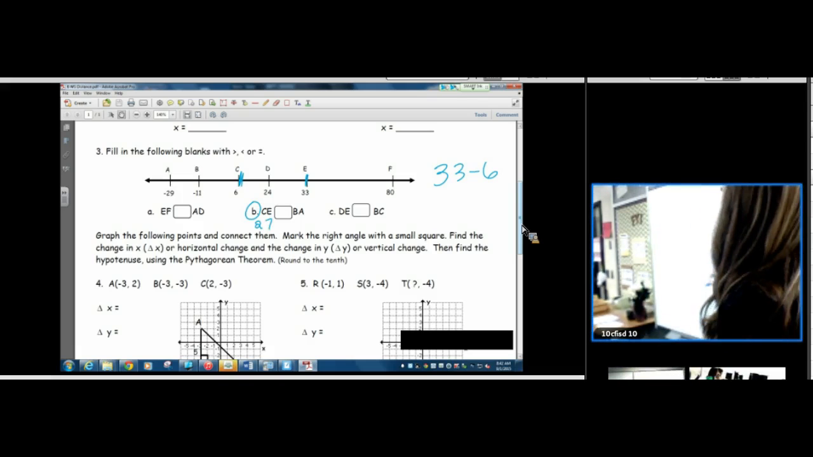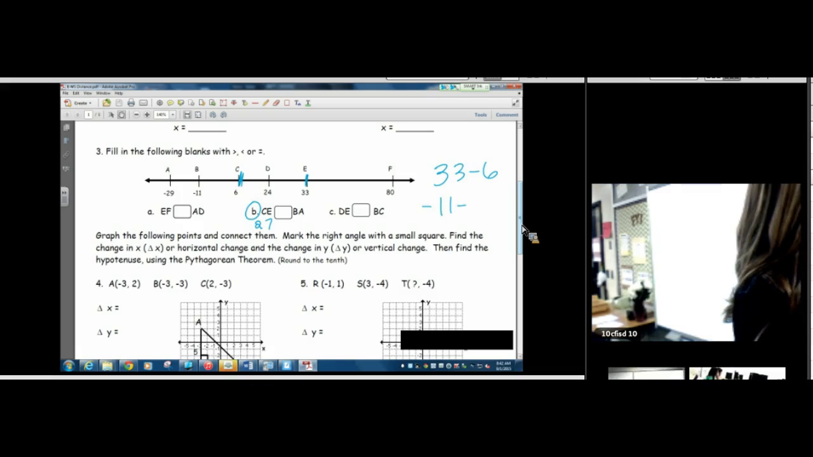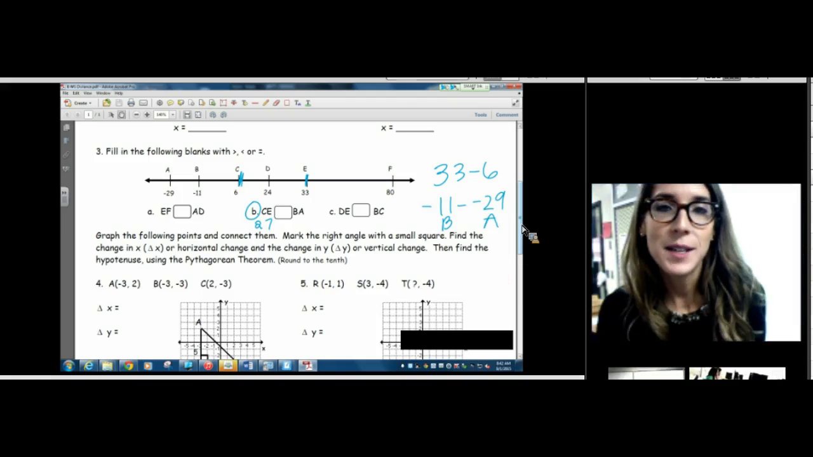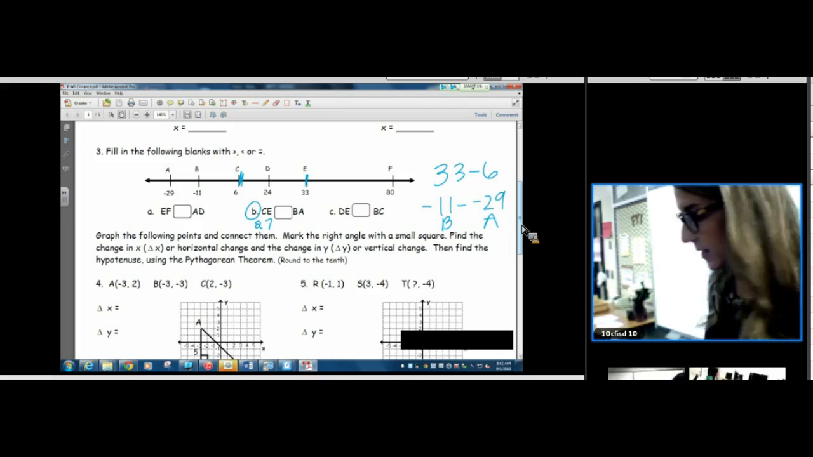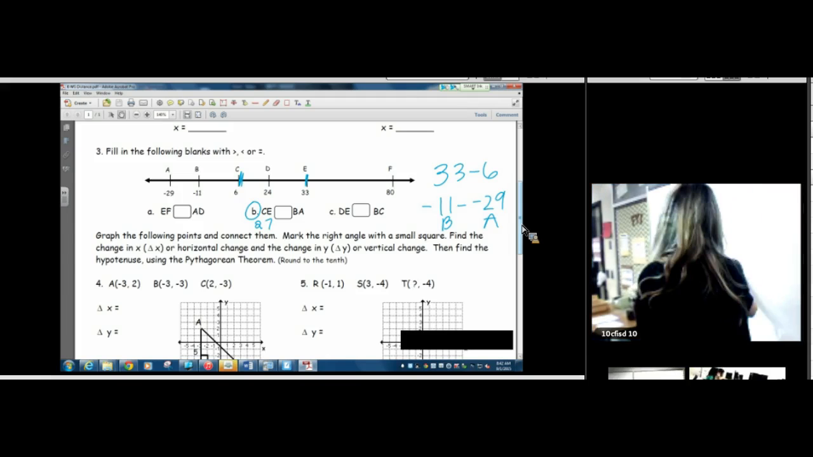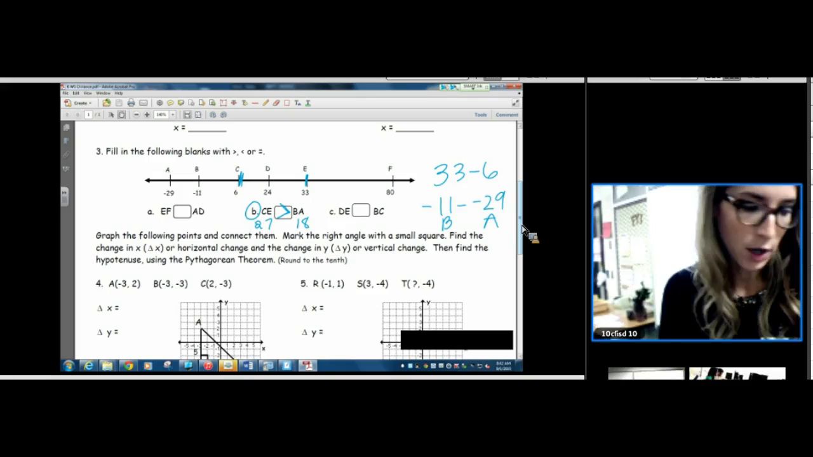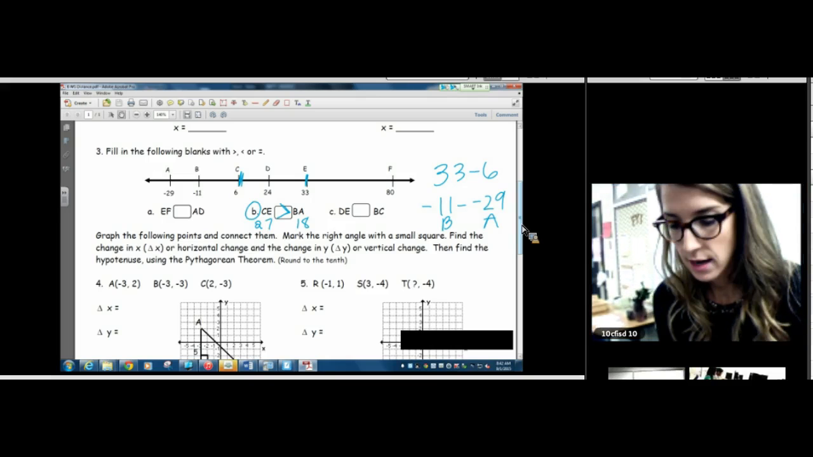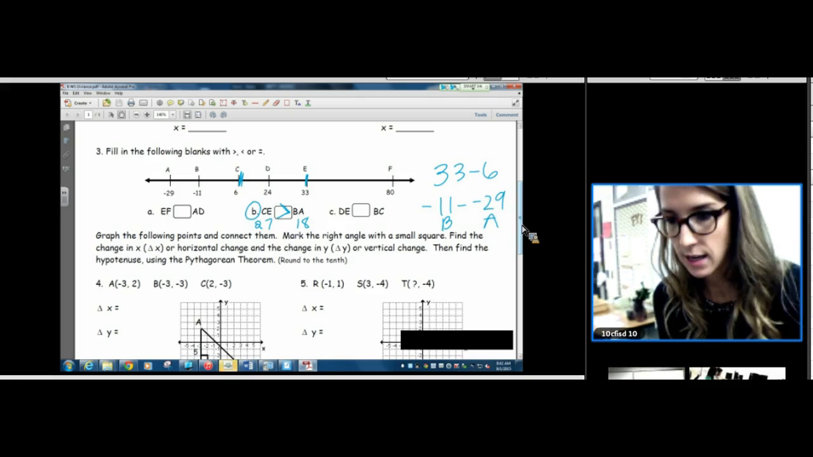And BA, you subtract the coordinates. Here's B and here's A. Now the order doesn't matter because whatever you get, you're going to make your answer positive. So negative 11 minus negative 29. CE is larger, and so that's why it's a greater than sign.